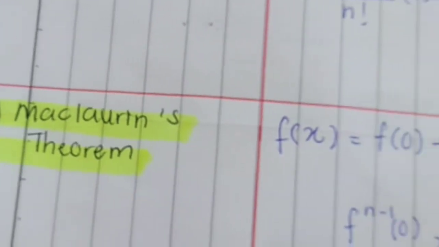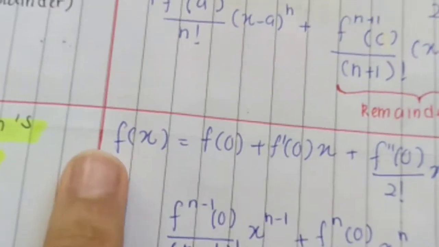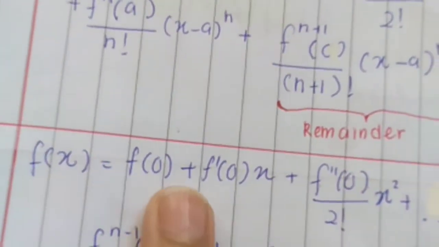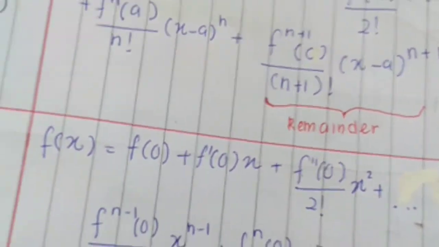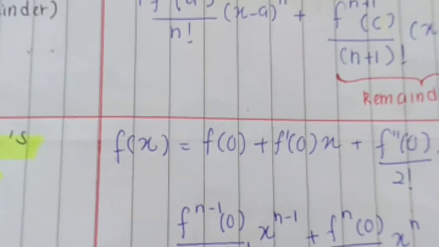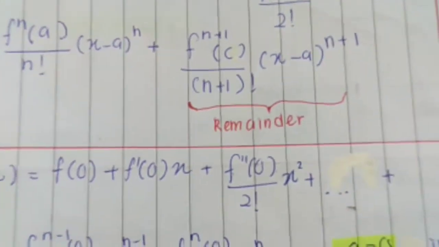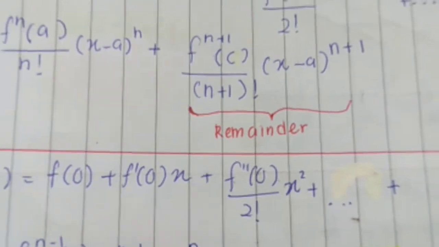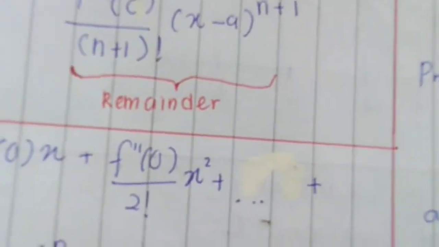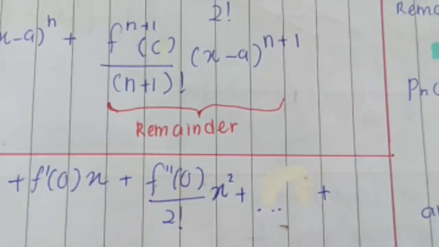So c is some point which is located between a and x. Okay, so next we have Maclaurin's theorem. It is almost similar to the Taylor's polynomial. So this is the formula: f(0) plus f prime(0)x plus dot dot dot until f^(n-1)(0) over (n-1) factorial times x^(n-1) plus f^n(0) over n factorial times x^n. So we have a equals 0 for the Maclaurin's polynomial theorem.